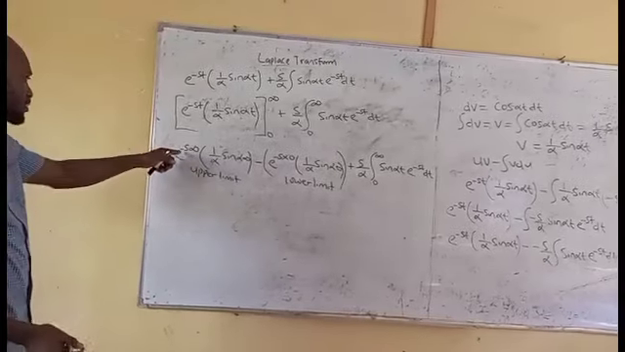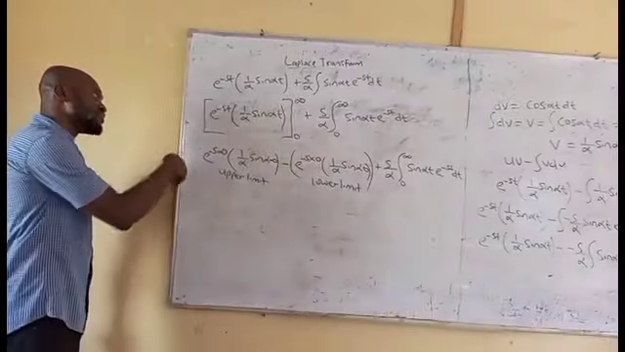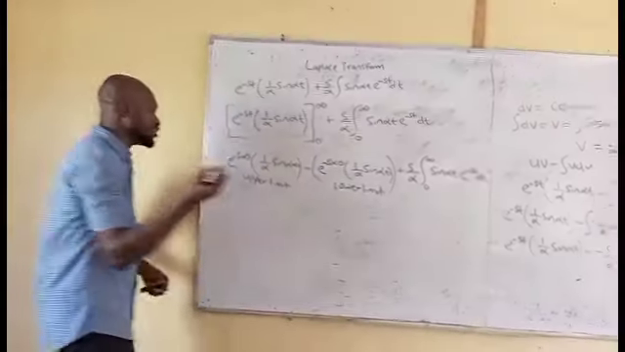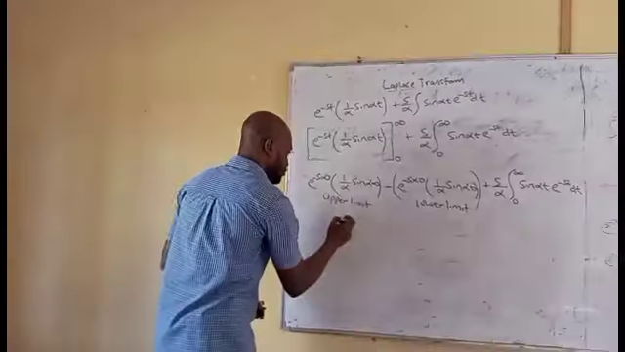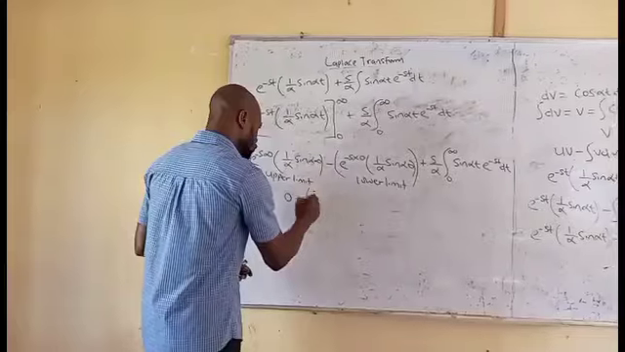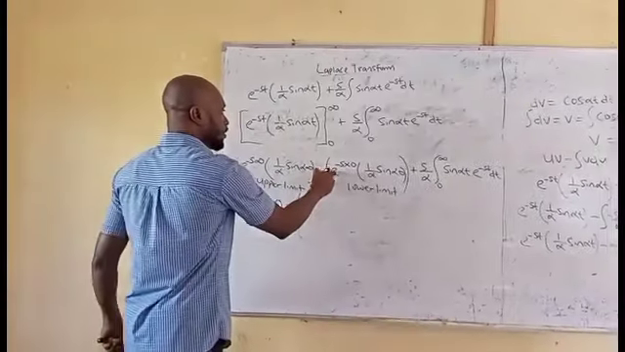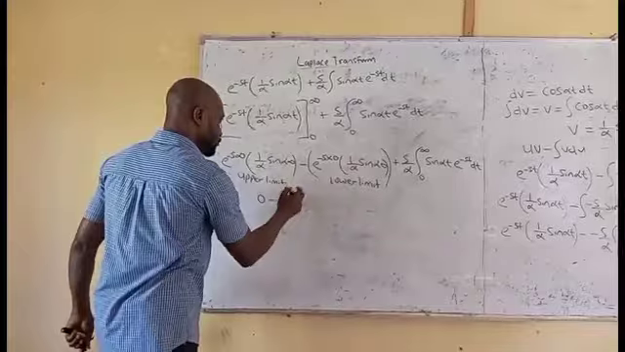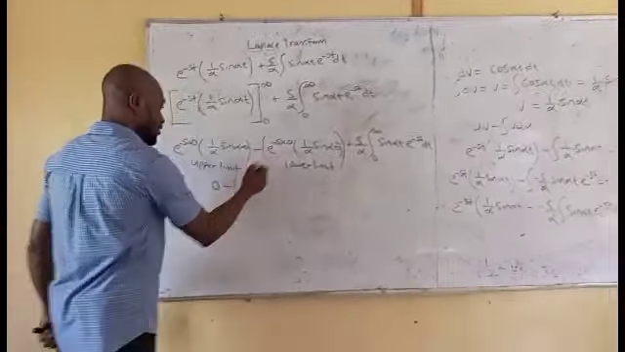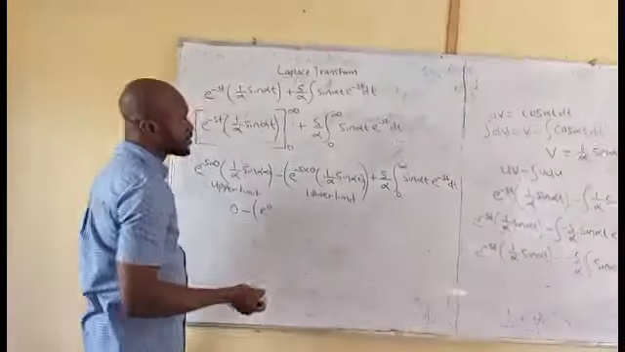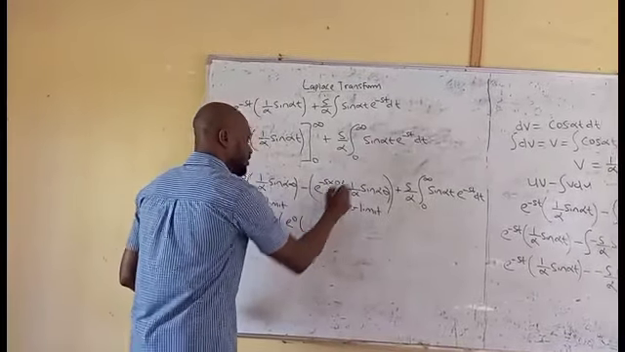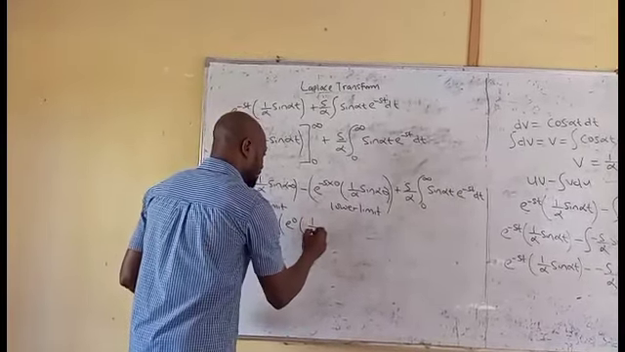So it is upper limit minus lower limit. Have this at the back of your mind: if you have exponential raised to the power of minus infinity, it is automatically 0. So that 0 times this gives you 0. Then we move to the lower limit. Minus x times 0 gives you 0, so it's exponential raised to the power of 0, and that gives you 1. You understand?